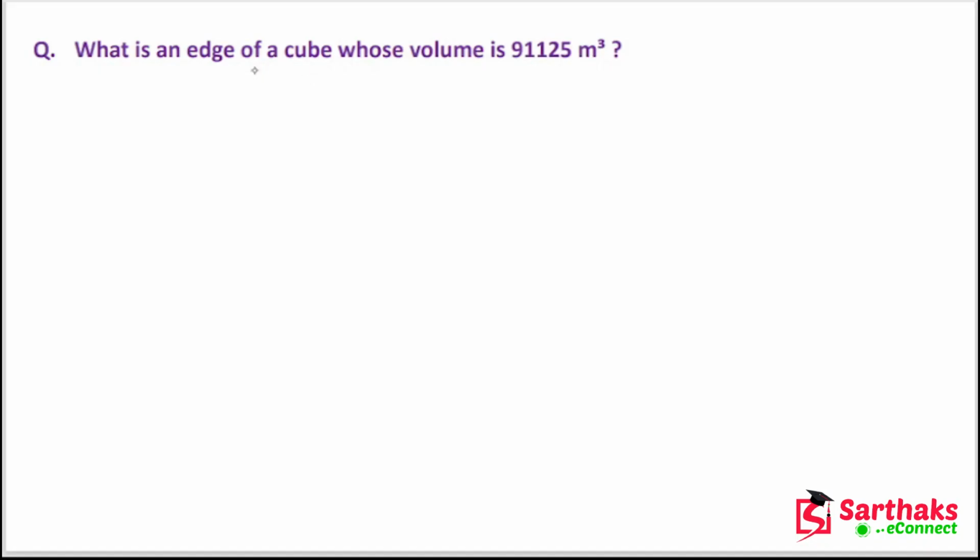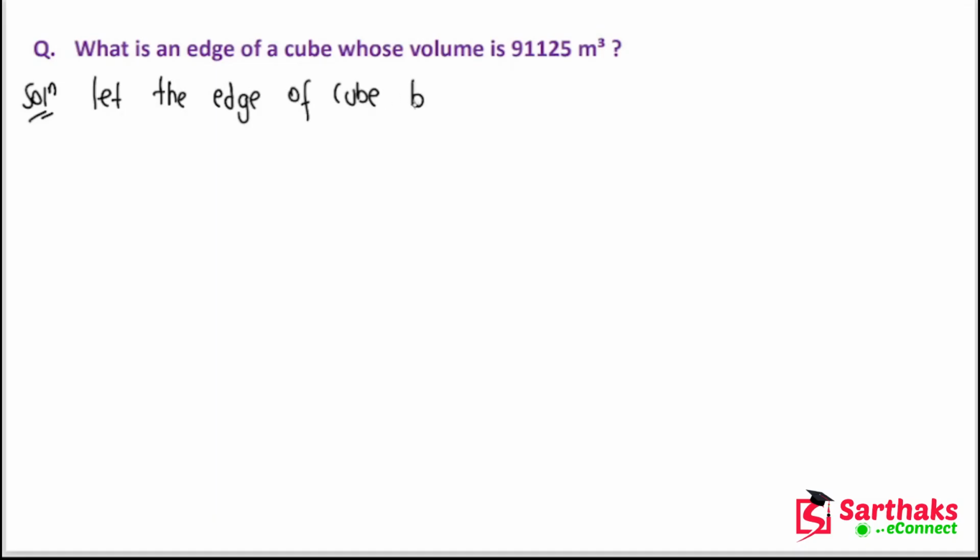Side cube. Okay, so let the edge of the cube be x. Since edge is length, then it would be meter. So let the edge of the cube be x meter. Now we know the volume of a cube is equal to edge cube, right?